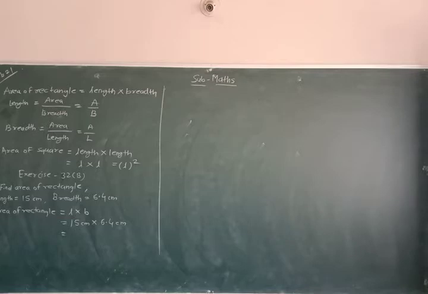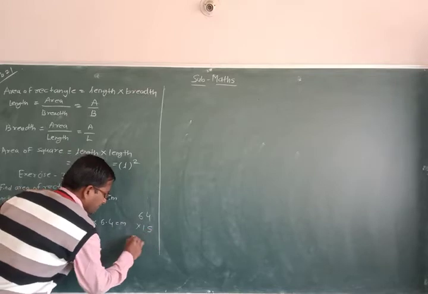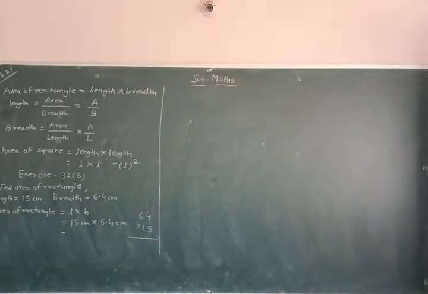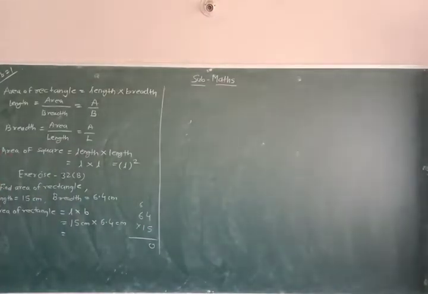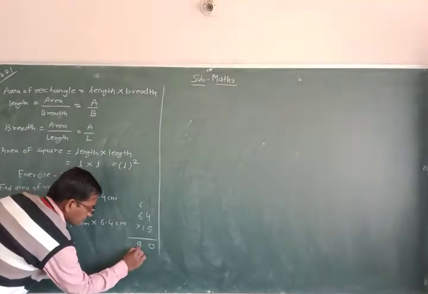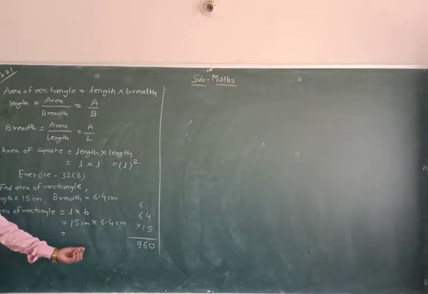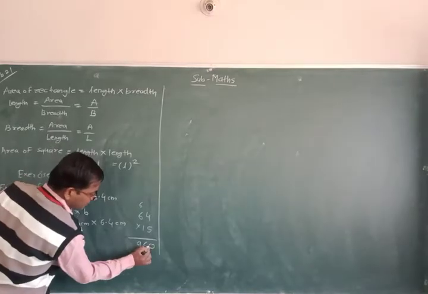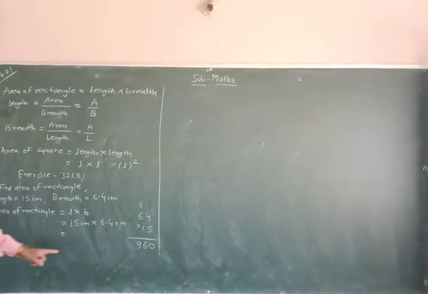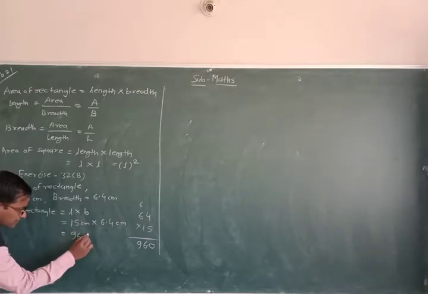How to multiply? First 64 multiplied by 15. 4 fives are 20... (15 times 4 is 60), write 0, carry 6. 15 times 6 is 90, 90 plus 6 is 96. The decimal point: in the breadth the decimal point is after 1 digit, so in the answer also give the decimal point after 1 digit. So the answer is here 96.0 centimeter square.